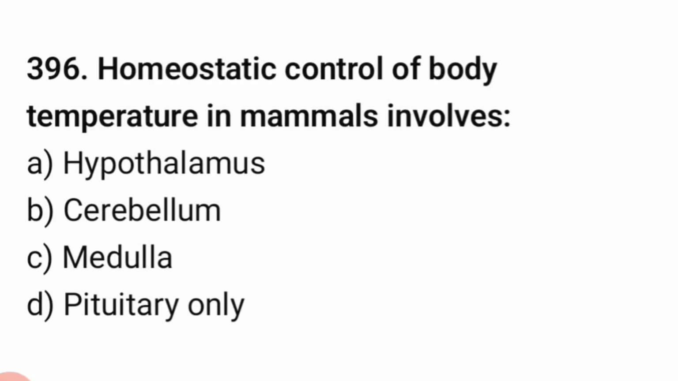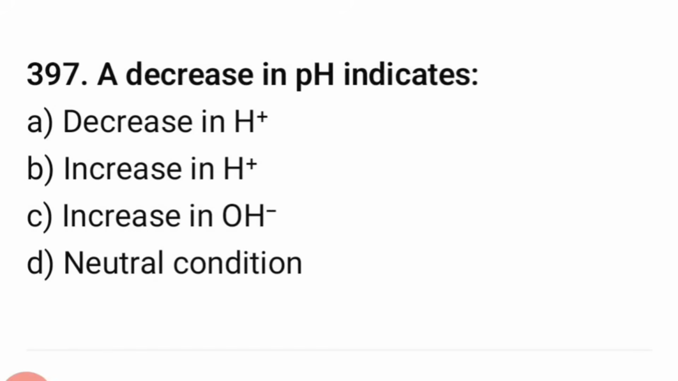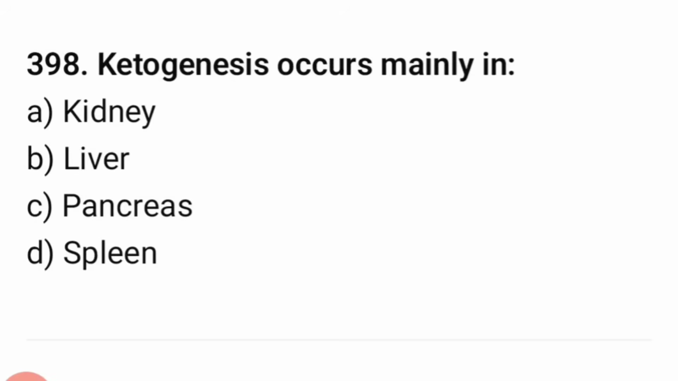Question 396. Homeostatic control of body temperature in mammals involves. Right answer is option A, hypothalamus. Question 397. A decrease in pH indicates. Right answer is option B, increase in H plus. Question 398. Ketogenesis occurs mainly in. Right answer is option B, in liver mitochondria.